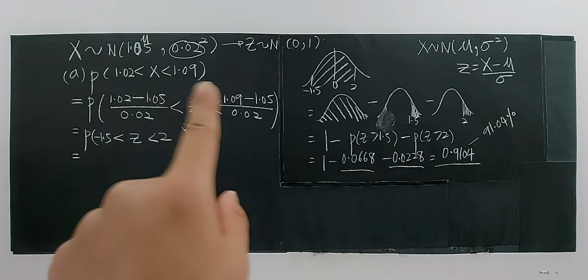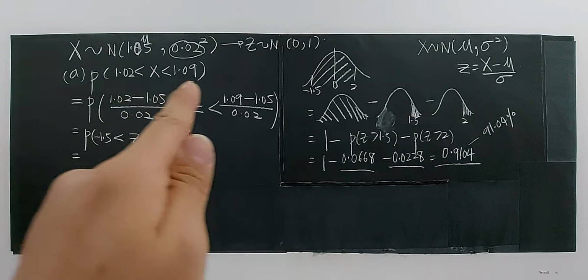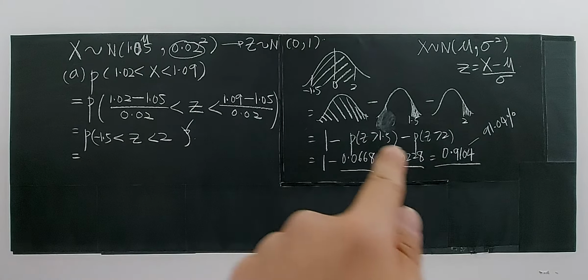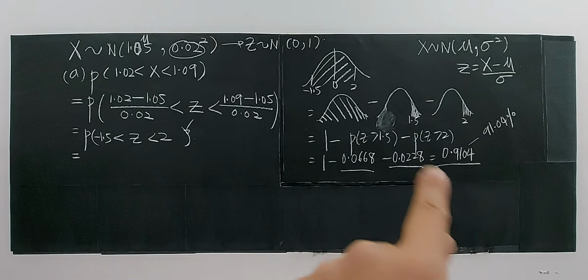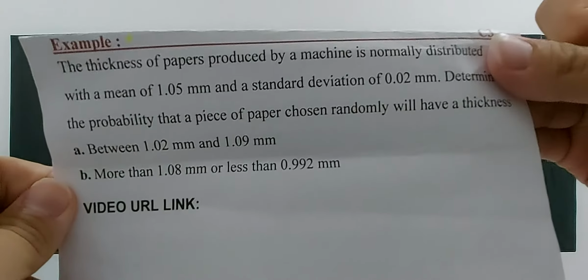The percentage here is quite high, which means that most of the paper produced has a thickness between 1.02 millimeter and 1.09 millimeter. From the probability, you can see most of the paper will be in this thickness. So this is for part A. Let's look at part B.